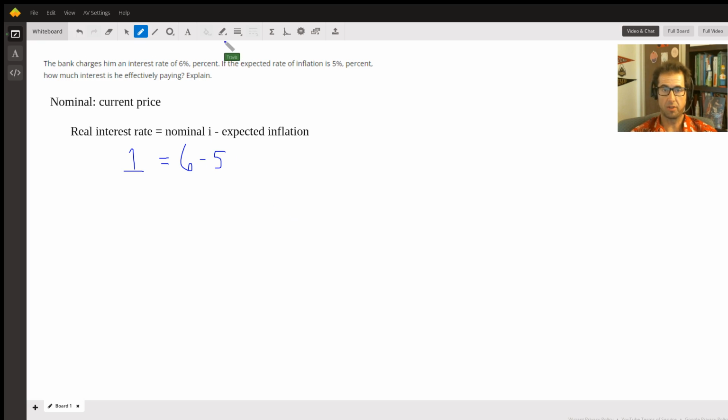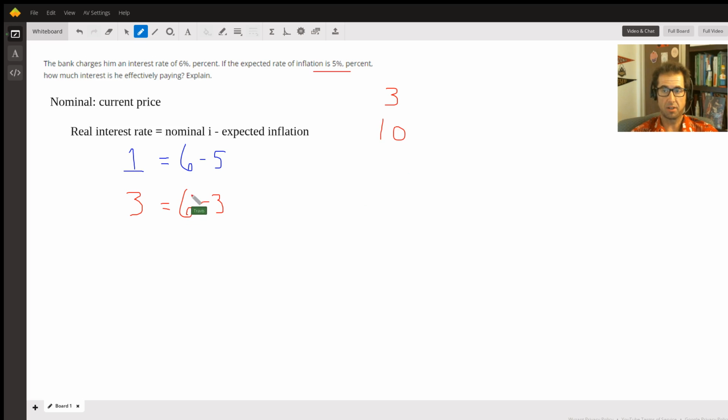Now, a deeper question that goes with this is if the expected rate was 5%, but the actual rate was only 3%, we want to recalculate that real interest rate. In that case, the nominal rate isn't going to change. The inflation rate is only 3%. And so now we have a 3% real interest rate, which is higher for the lender. So the lender would be worse off in that scenario. I'm sorry, the borrower would be worse off in that scenario, and the lender would be better off in that situation.